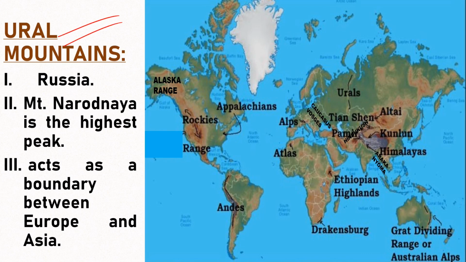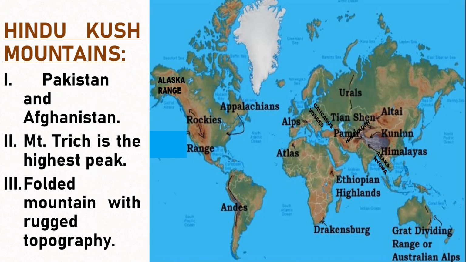Ural Mountains, as you can see, they're located in Russia here. The highest peak upon these mountain ranges is the Narodnaya peak. So it acts as a boundary between Europe and Asia. So these Ural Mountains are also important for your exams.